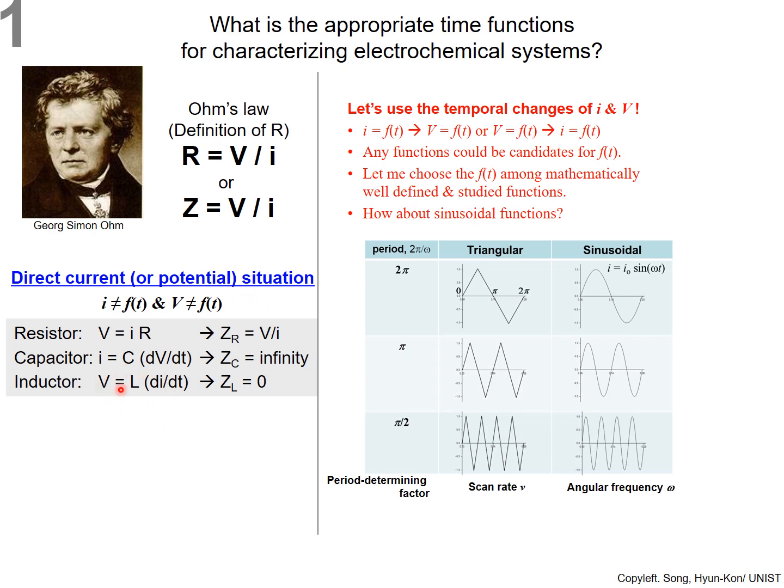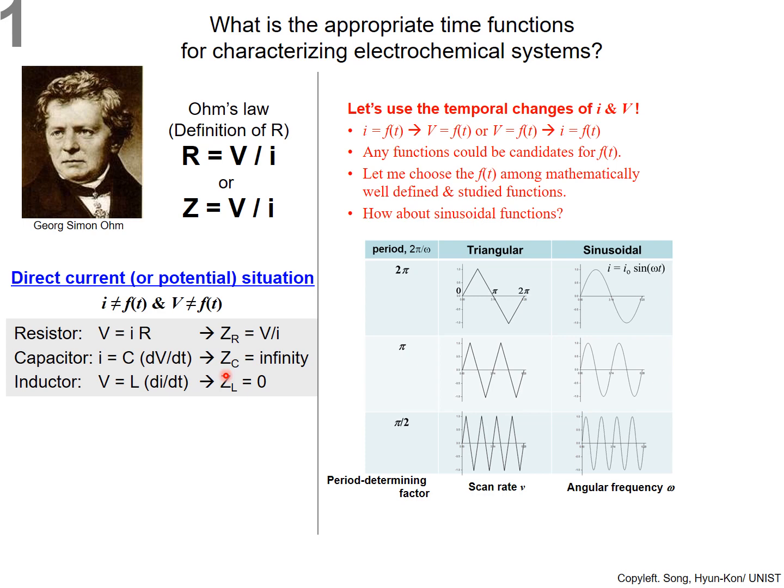This is the equation for the inductor, and impedance of inductor is still V per I. Let me say I have applied a constant current into the system. Then this is going to 0, so voltage is 0 with some fixed current. Therefore the impedance of inductor is going to 0.